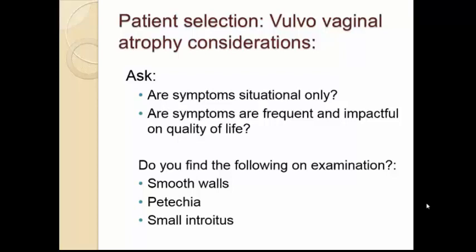On your examination, do you see smooth vaginal walls and tissue? Do you see petechiae? Do you see a small introitus? These are key findings within vaginal atrophy.